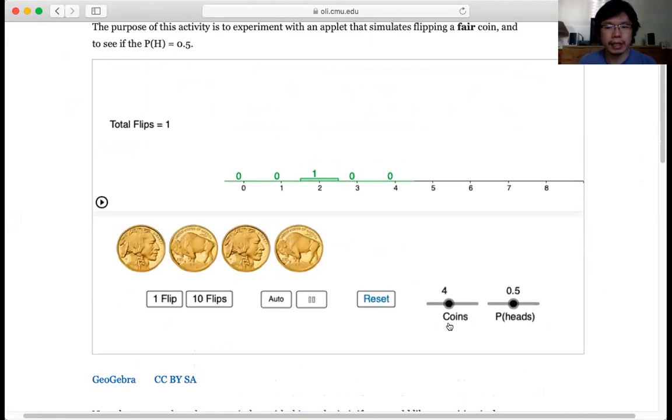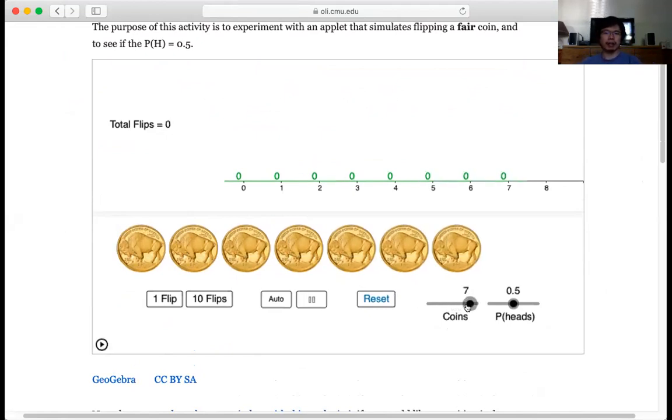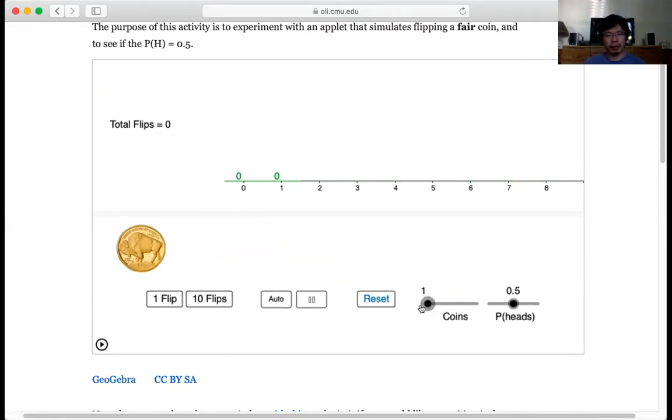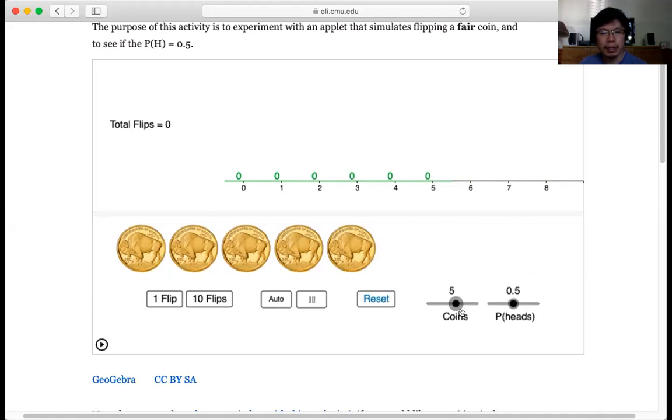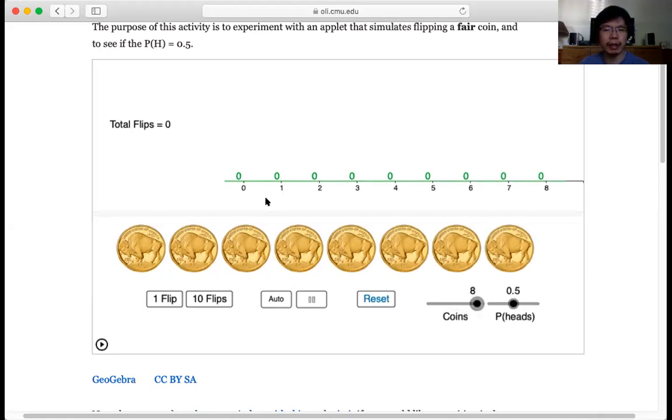As you can see here, there are some certain setups, right? There's a total flip equals one. There's one flip, 10 flips, four coins. You can increase the number of coins or decrease the number of coins to one. And you can see that as you increase the number of coins, the numbers on the axis also increase from 0 to 8. And that number indicates the number of heads out of all these coins for one flip.